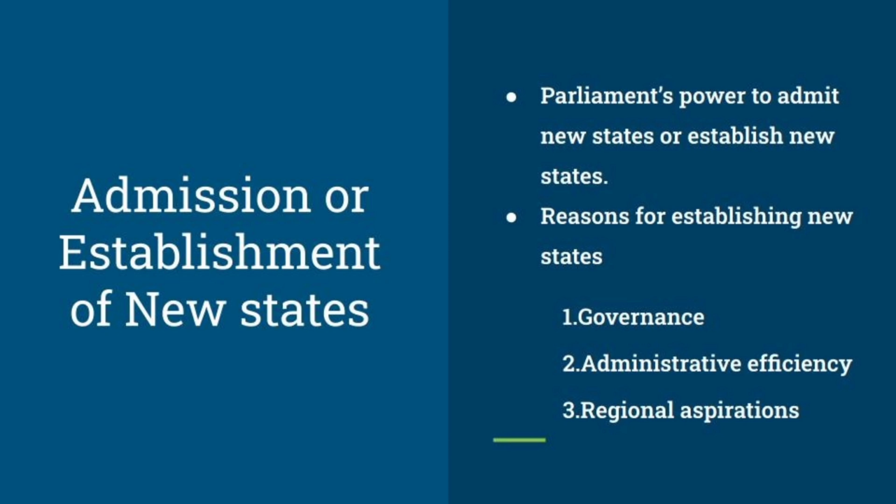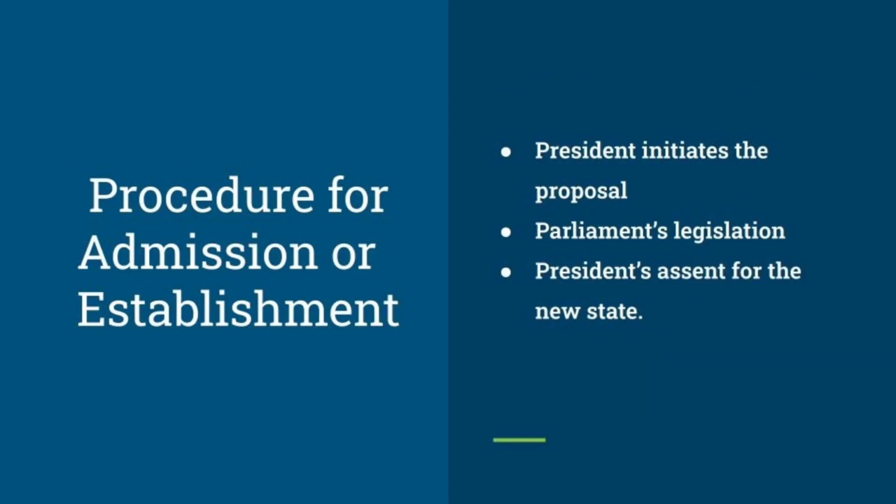Remember, there are two things, maybe the same thing that we can say in two ways. That is, Article 2 empowers the Parliament to admit new states to the Union of India or establish new states within the territory of India. Next is the procedure for admission or establishing.